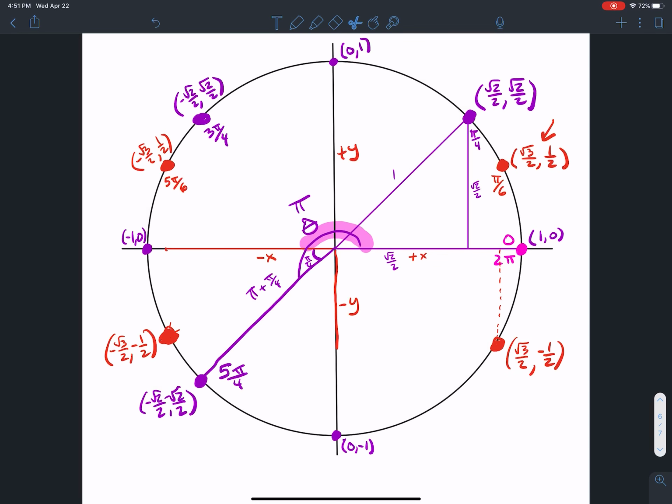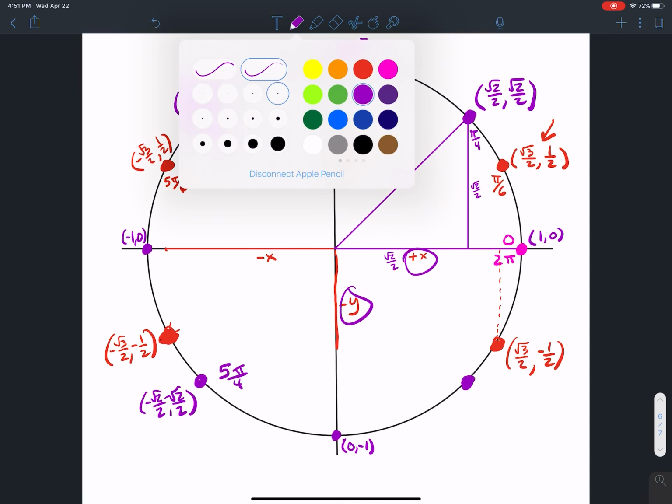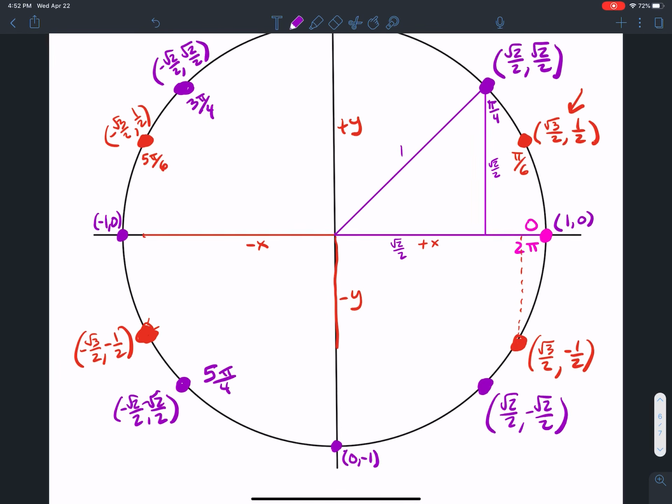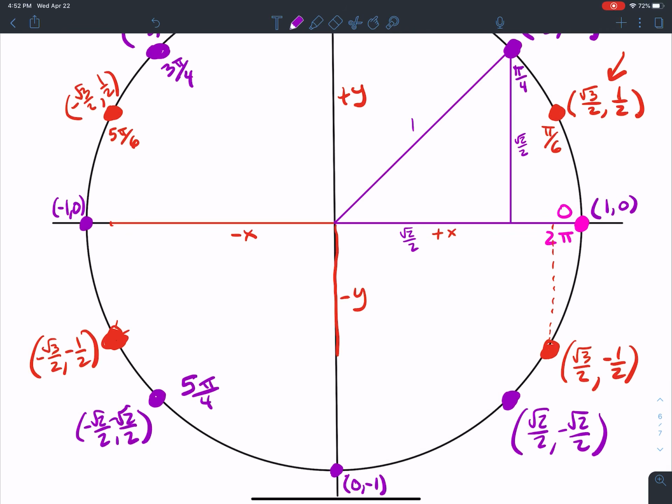Now, let me get rid of that stuff. Okay, and then one last dot over here. What's happening? I have a positive x and a negative y. So this is going to be square root 2 over 2, comma negative square root 2 over 2. Now, what's going on here? Well, there's a couple ways we can go about doing this. Perhaps an easier way is to go in the negative direction with my theta.